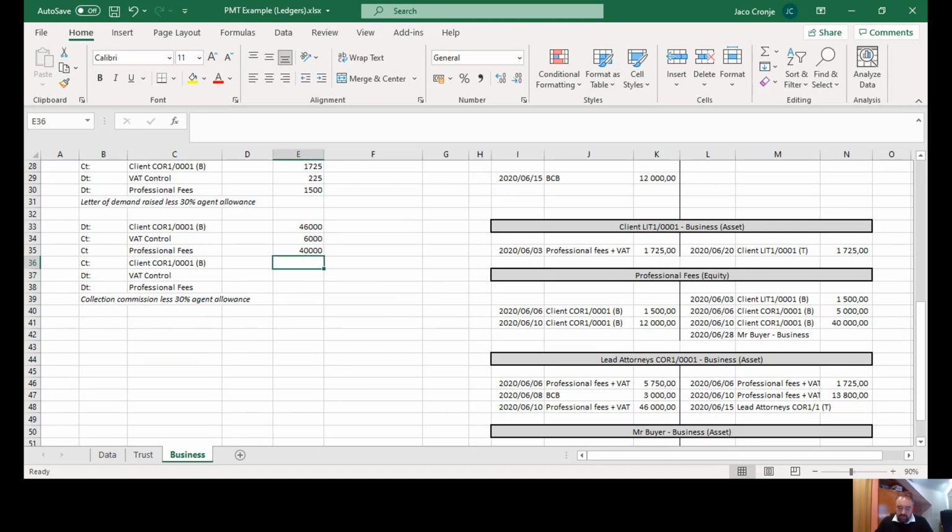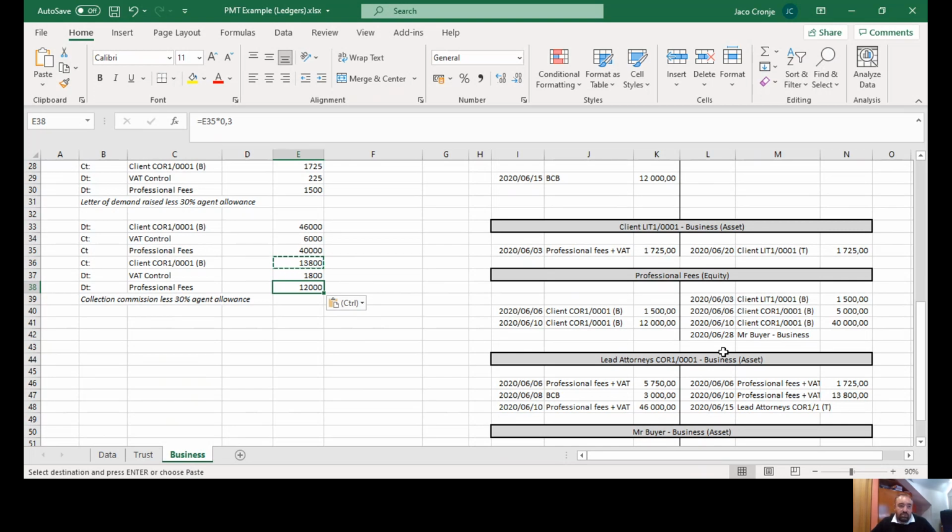And to make it easy, you can run a formula here and say 46,000 times 0.3 and just copy that all the way through and you'll see it will work out. It's exactly 30% of all of those amounts. So I tell my corresponding attorney, you owe me 13,800 less. SARS, you're getting 1,800 less. And my fee is not the full 40, it's less than that. So I'm actually only taking 28K as collection commission on this matter. Okay, so it's a mouthful.